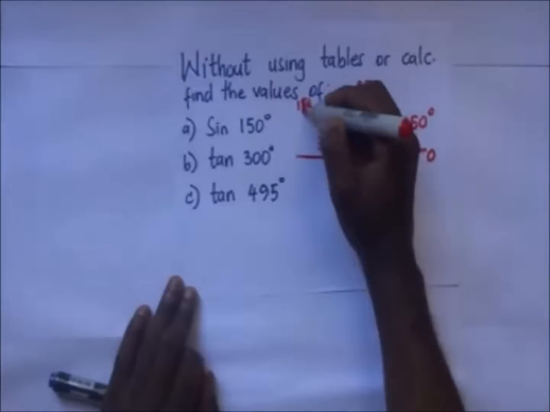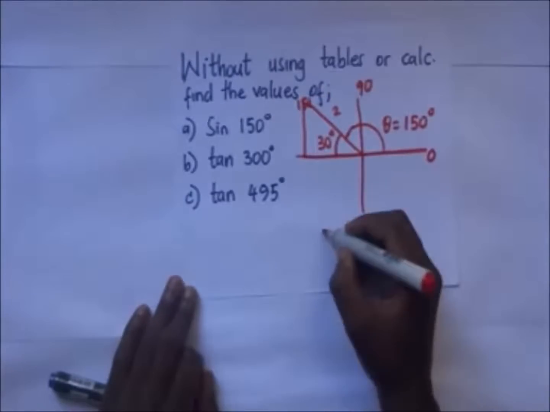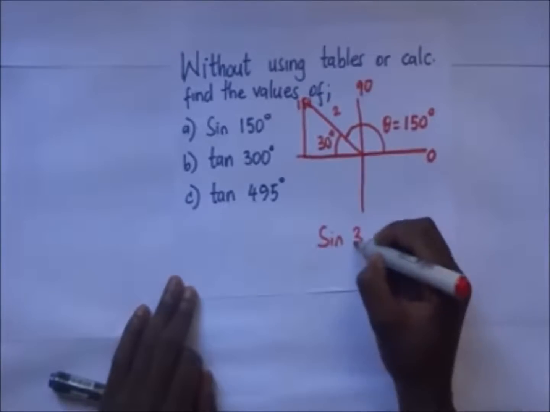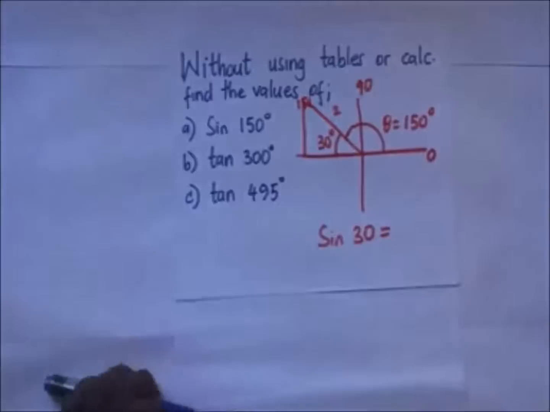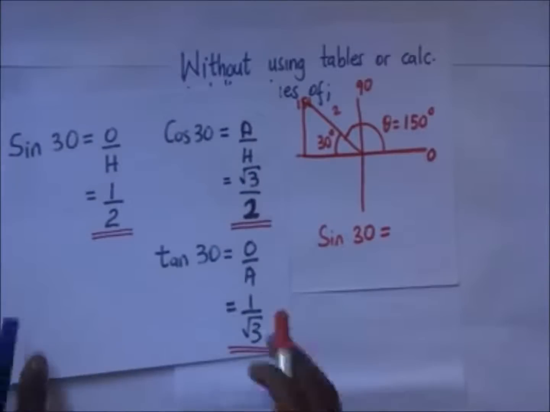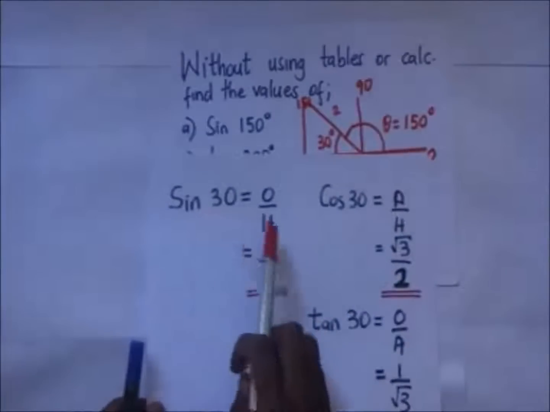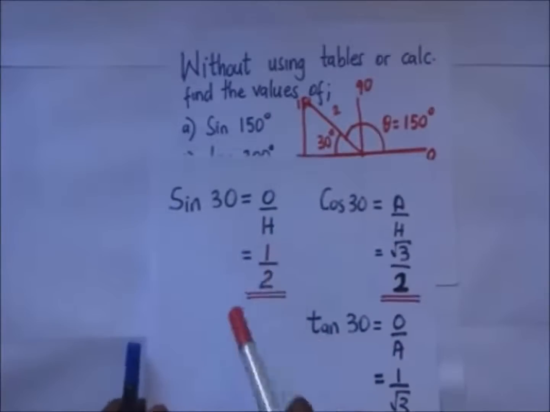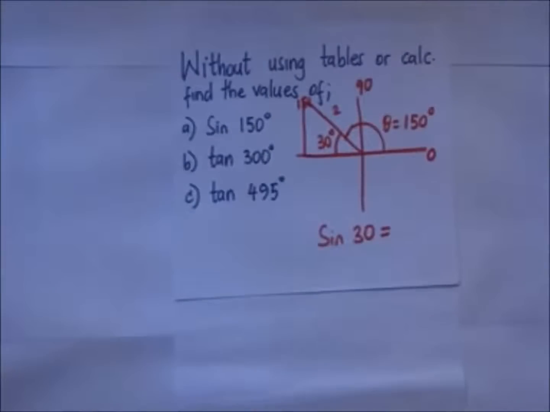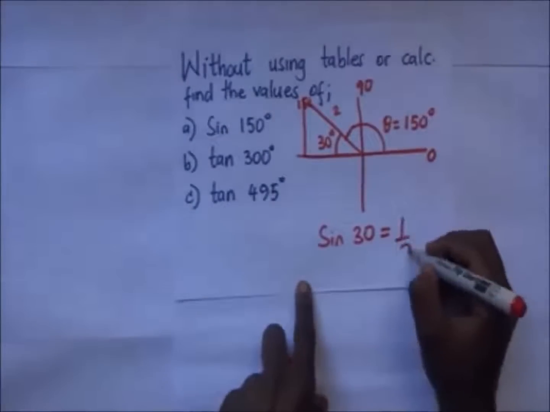So you look for sine of 30. What is sine of 30 according to our trigonometrical ratios? According to our trigonometrical ratios, we said that the sine of 30 is a half. We did this in our previous videos. So the sine of 30 here is a half.